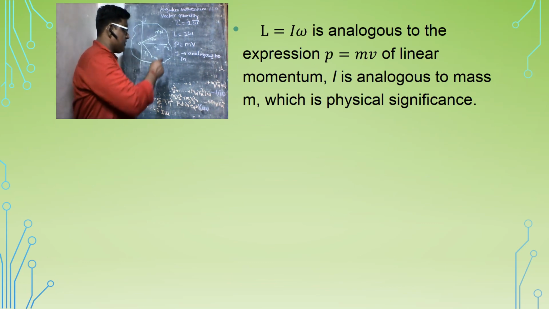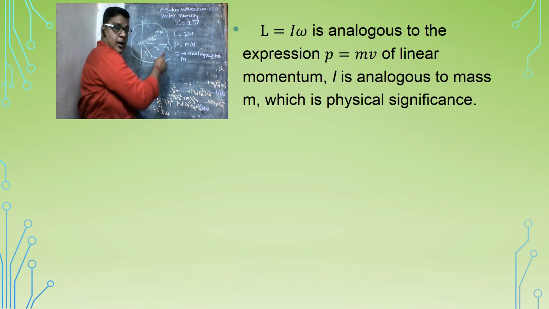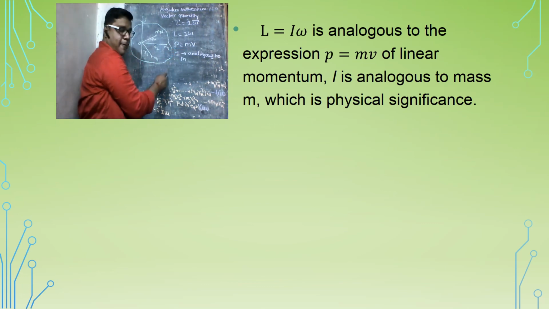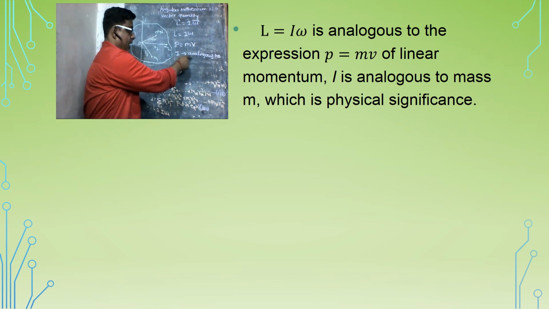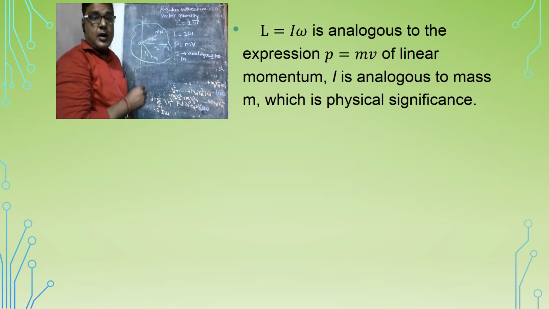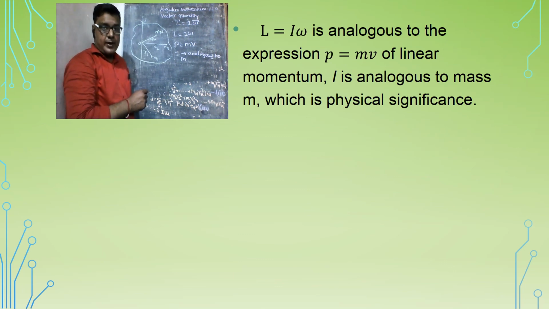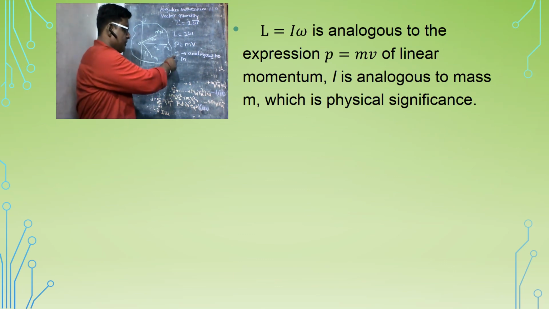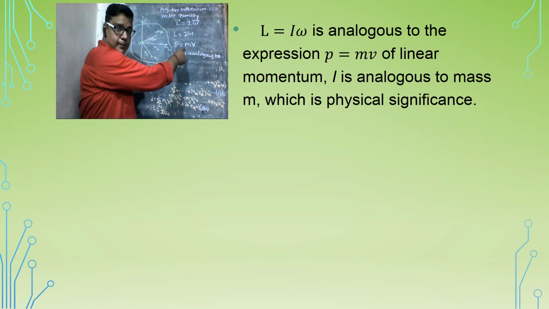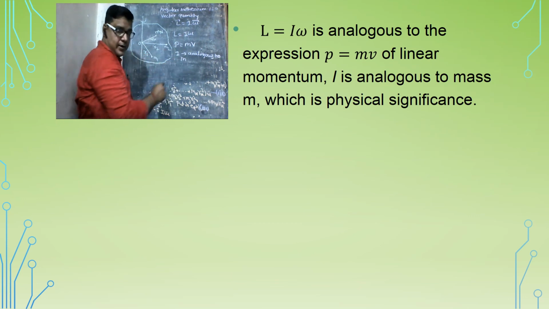Now, this equation, L is equal to I omega, is analogous to the expression of linear momentum, P is equal to mv. Here, I is analogous to m. This is the physical significance of the angular momentum of the rotating body. Here we see the similarity: if we replace I in terms of m, linear momentum, then we get the angular momentum.